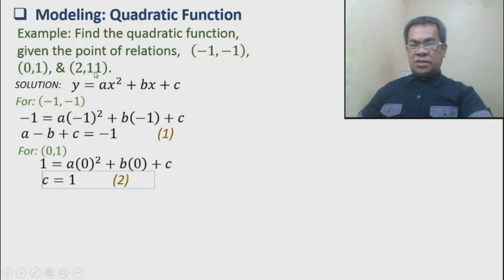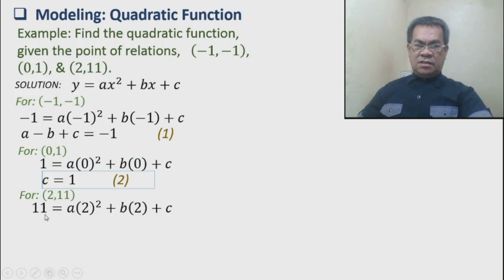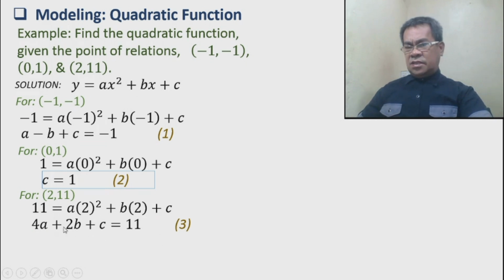So proceed to the third point, 2, negative 1. So we have negative 1 is equal to A times 2 squared, then B times 2 plus C. Then continue simplifying. We have this equation, leave this as equation 3. So we have 3 equations actually.